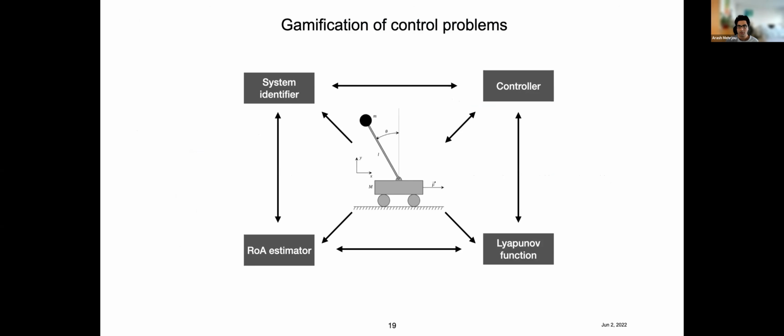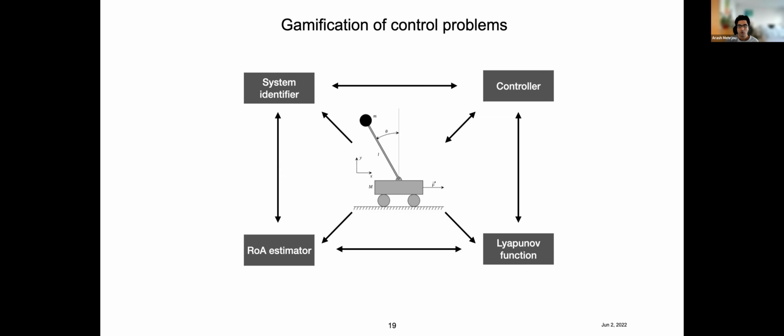But gamification basically says, can we estimate everything together? Can we estimate the controller and Lyapunov function together? For example, in this work, can we estimate the system identifier and Lyapunov function together, as in the earlier work? Or maybe can we estimate everything together? So the natural extension is system identification, Lyapunov function, and controller, trained together.